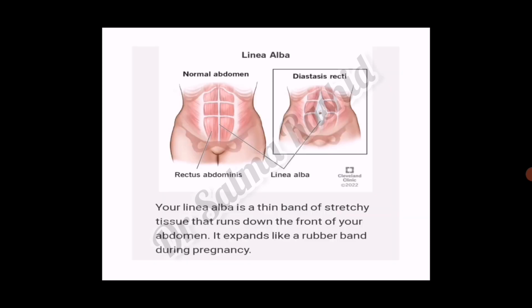Now in this picture you can see a normal abdomen with rectus abdominis muscles and linea alba. In the second picture, you can see diastasis recti, which I am going to discuss in a few minutes.